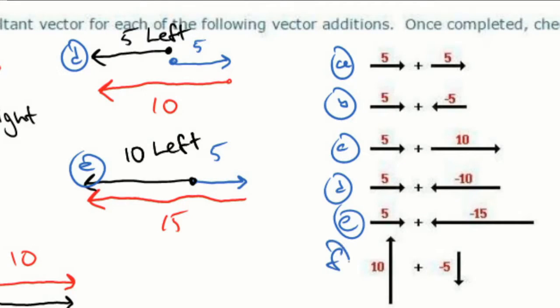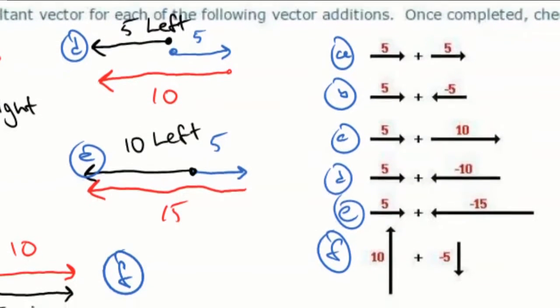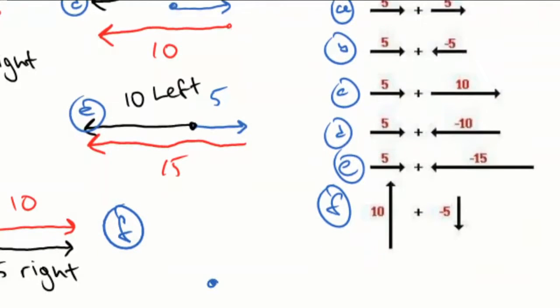We'll do the last one. Things going up and down are no different than going right or left. So I'm going to start. I'm going to go up 10. And then my second arrow is going to go down 5. And if I think about where I started to where I ended, that's going to be 5 up is my resultant.